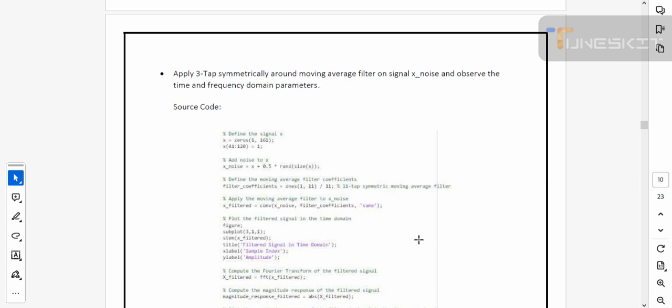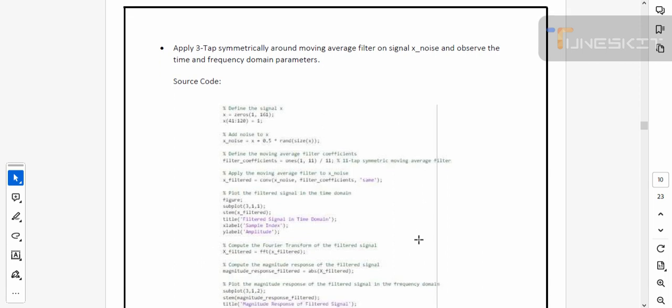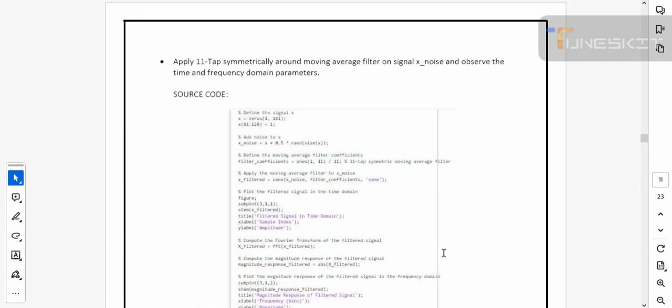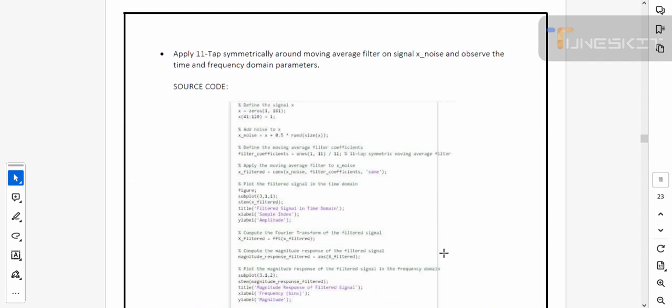In the next part, we have given the number of taps equal to 3, applying a symmetric moving average filter on signal x of noise and observing the time and frequency domain parameters. We use the same code as above, just change the number of taps to 3, and then simulate this code. We obtain this output. First is the filtered signal, then the magnitude response, and then the filtered signal in frequency domain. The other part is also the same.